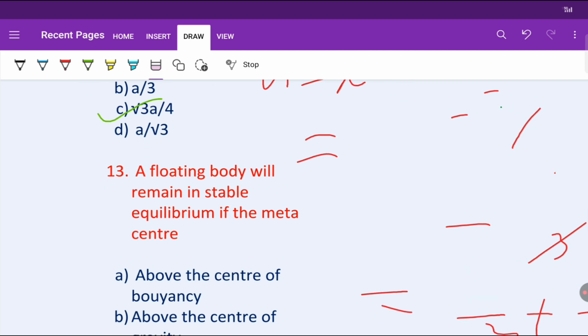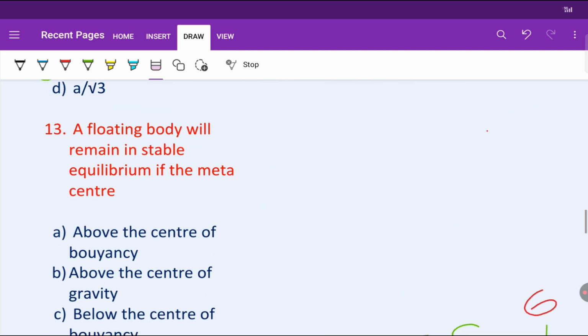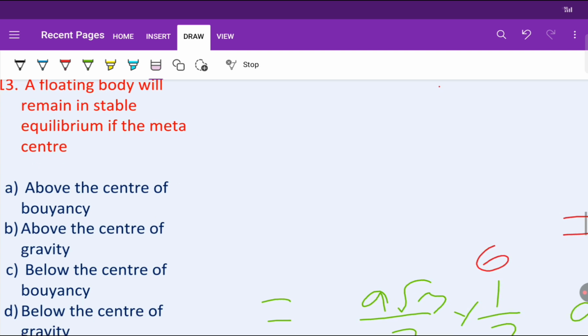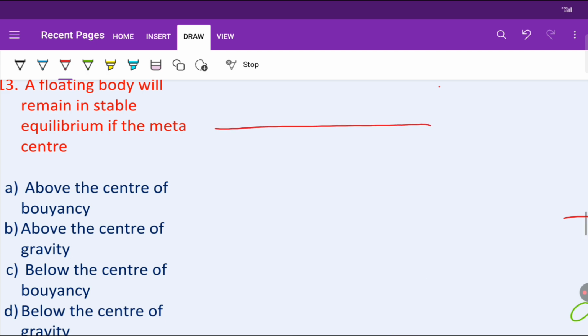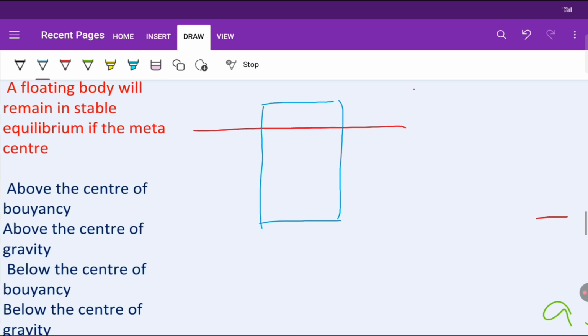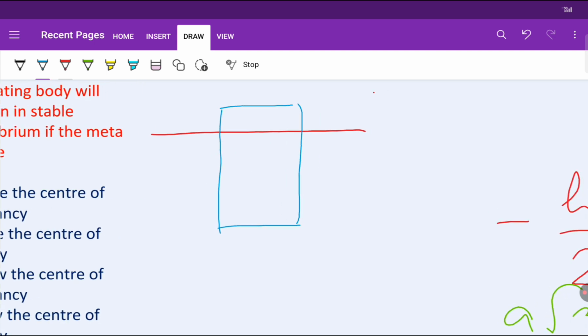Okay. Now coming to the next question. A floating body will remain in stable equilibrium if the metacenter... So let us take a floating body. Suppose this is our water surface. Here it is our body, a solid body, which is floating, right? So in this case, the depth of immersion is more than the non-depth of immersion, so now our center of buoyancy will lie below the center of gravity, because here the depth of immersion is more. Okay, so the center of gravity will be lying above B, right?